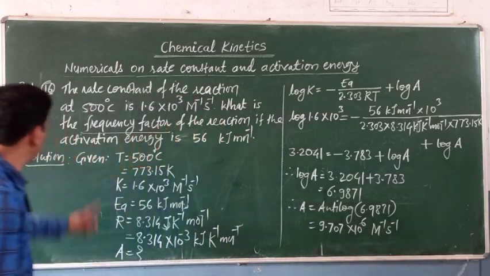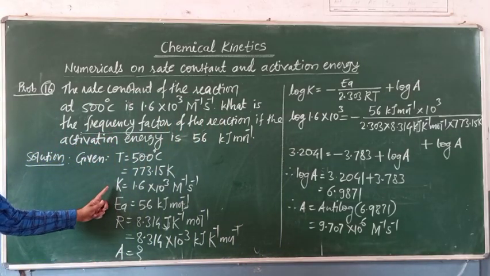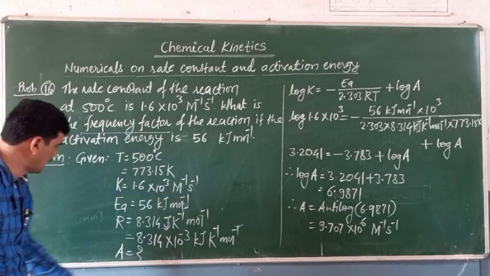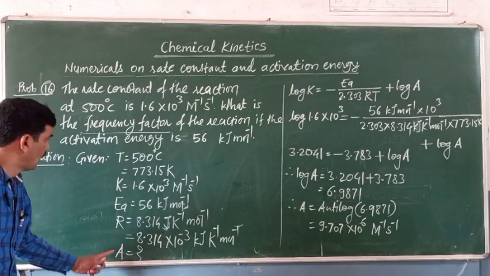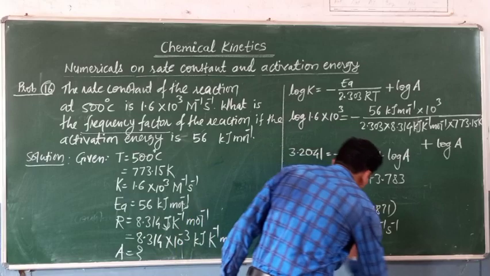Remember that the unit of the frequency factor, that is the pre-exponential factor, is similar to the unit of the rate constant of the reaction. The unit of the rate constant of the reaction is per molar per second, and the same will be the unit for the frequency factor of the reaction, which is per molar per second. So this is the answer for this problem.